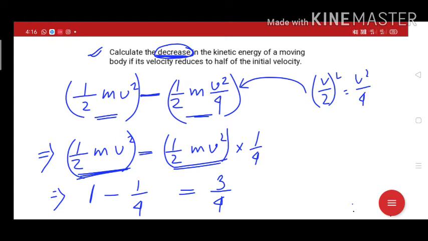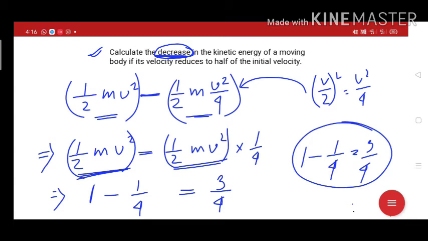So actually in the previous sum we have seen that if the velocity is halved, then the ratio is 1 is to 1 by 4th. That means the kinetic energy is actually 1/4 of the initial. Then what is the change? Very easy, 1 minus 1 by 4th, that is 3 by 4th. So it decreased by 3 parts. Now the kinetic energy in the body is only 1 part of the previous. This is the concept.